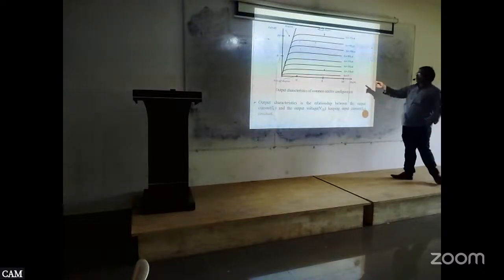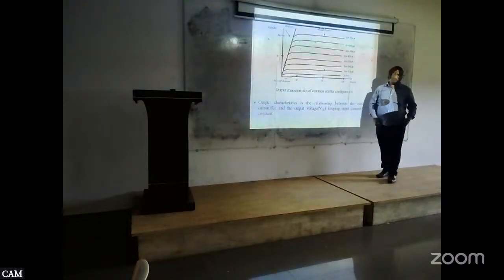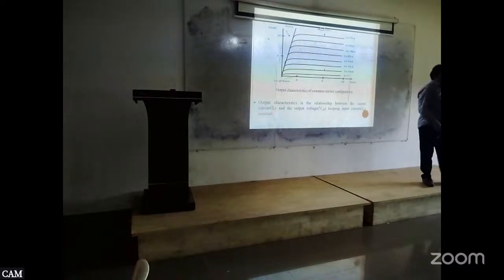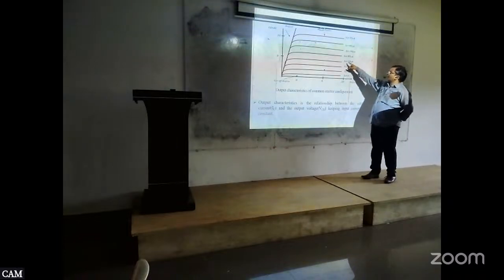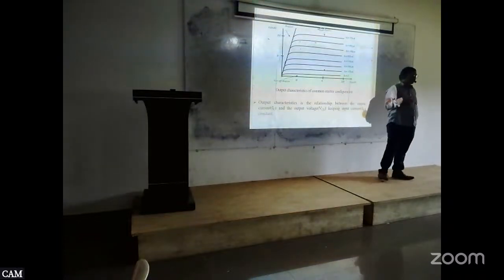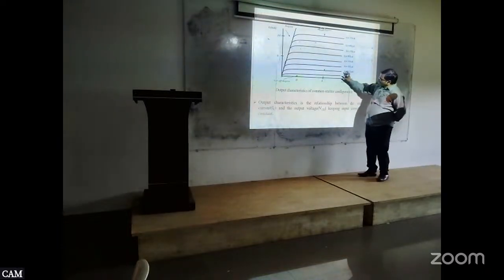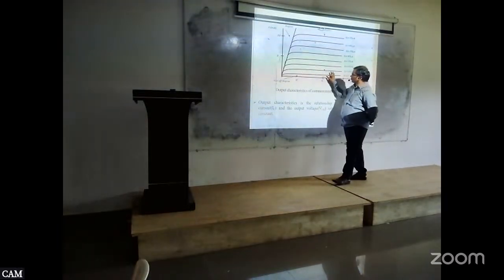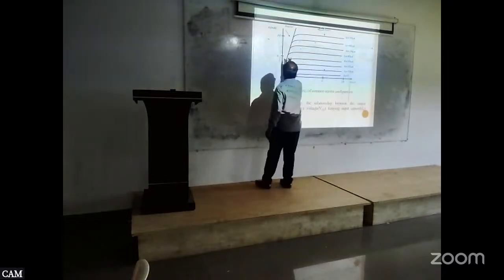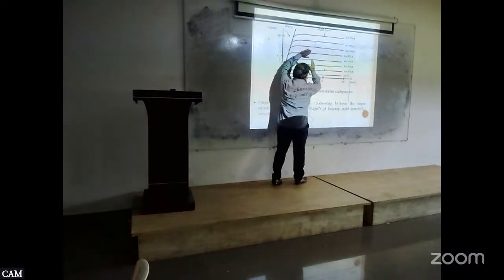So see here, different values of base current IB. The base voltage is nothing but the input voltage. When there is no input current, there is no input voltage. So from IB equal to 0 to this point is known as the cutoff region. This region is known as the saturation region, and in between, the total region is known as the active region.